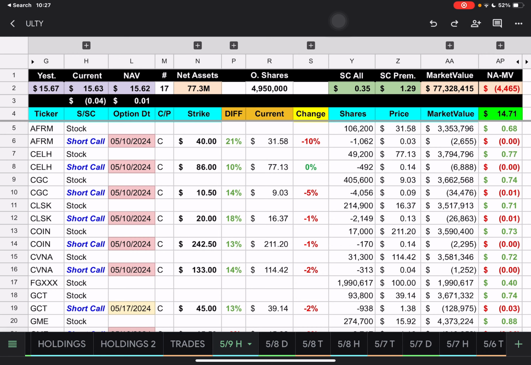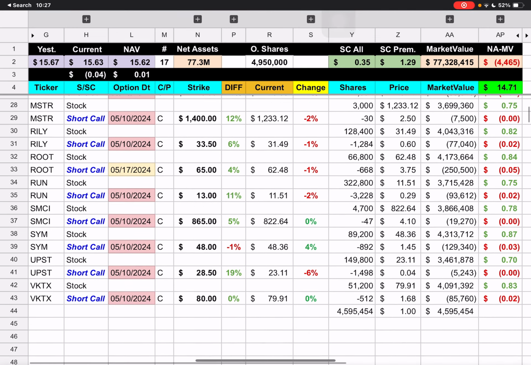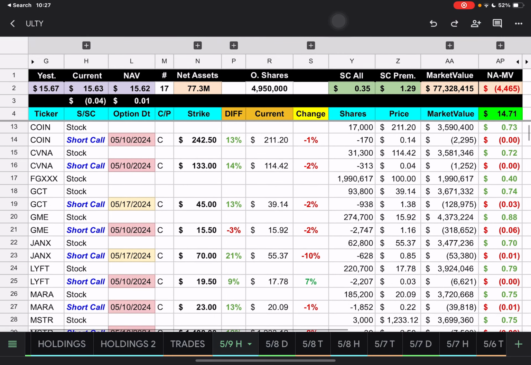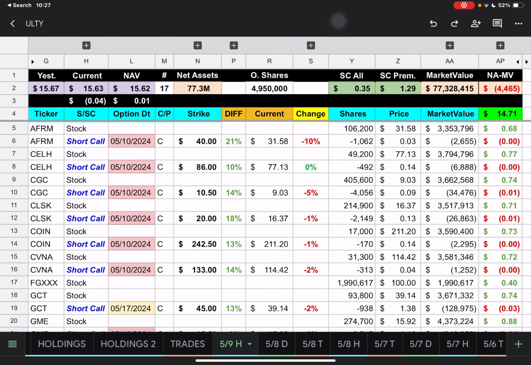But yeah, so let's just jump into it. Most of these will expire in a couple of days. There are a few of these that will be next week. But we have Affirm here with a strike price of $40, and the stock price is currently 21% below that strike price. And you can see right here that Affirm did go down 10% today. I do believe that they had earnings, and that's why this stock went down. And so now this stock, as you can see on the right hand side, is only worth, for the ULTY stock price, 68 cents a share.